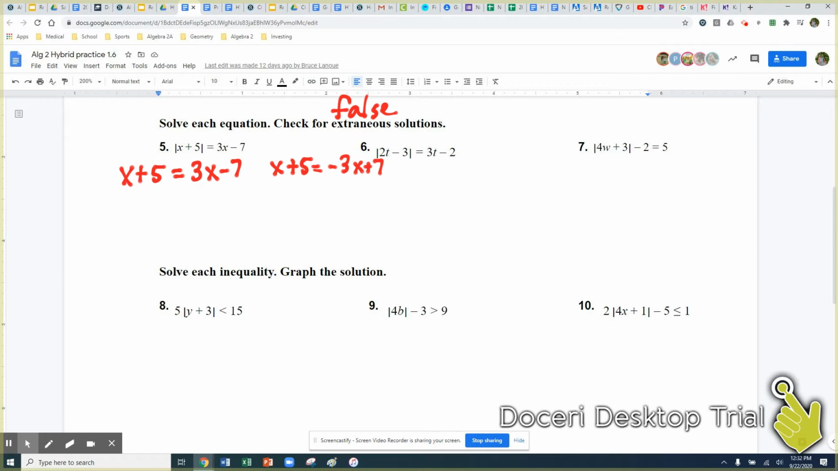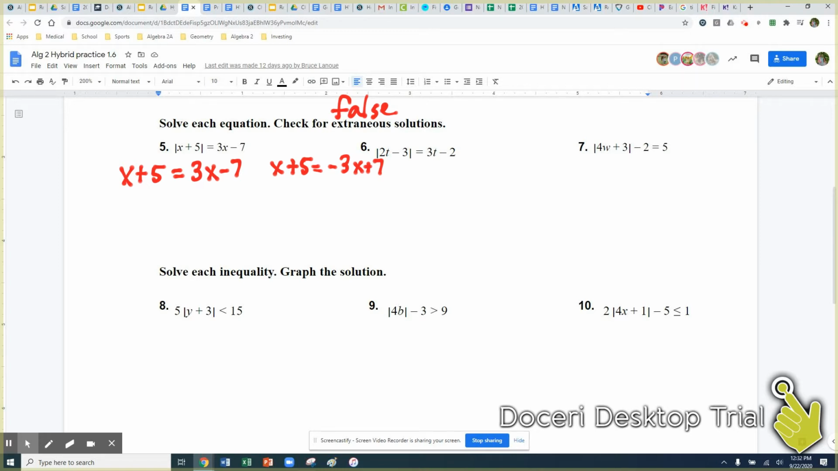So I'm following that same pattern. The absolute value of 5 could be a positive 5 or negative 5. They're both 5 away from 0. So here, if my absolute value needs to equal 3x minus 7, I'm going to look at the positive version of 3x minus 7. And I'm going to look at the negative version of 3x minus 7, which is negative 3x plus 7.